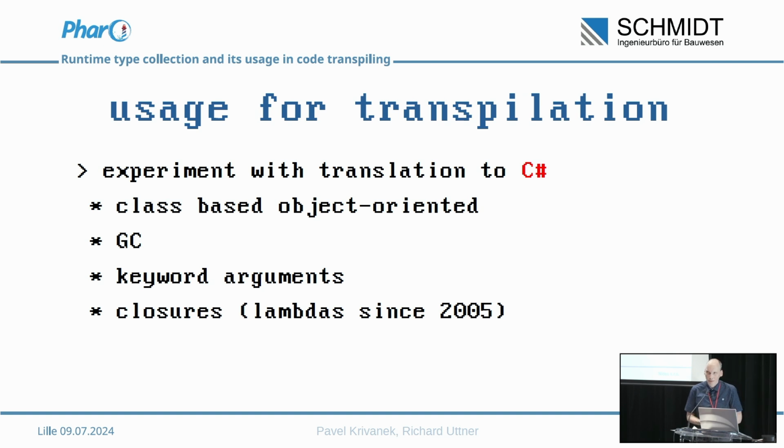C# has several similar features to Smalltalk. It's a class-based object-oriented language. It has automatic memory management with garbage collection. It has, unlike some C-like syntax languages, keyword arguments, which means that it's easier to convert the message and names, keyword names. Then it has closures that were introduced quite late in 2005. So it was not present in the original version of C#.